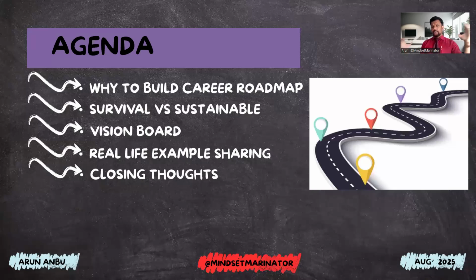Okay, this session is going to be relatively shorter than the previous one. We have just 5 quick agenda pointers. See, first of all, why to build a career roadmap. Okay, we'll learn about what is meant by survival and what is meant by sustainable. And yeah, the vision board is what we'll talk about. And then I will share some of my real life examples, and we'll end the session with the closing thought. Okay, that's pretty much the 5 quick pointers we have.